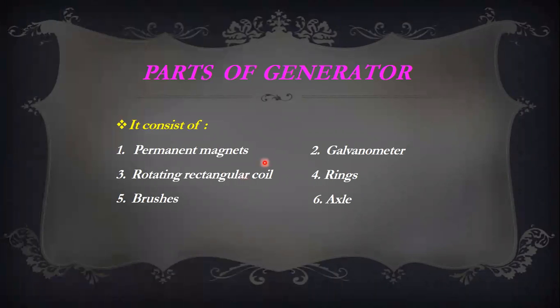The parts of the electric generator. The electric generator consists of permanent magnets, a rotating rectangular coil, brushes, the galvanometer, rings and an axle. These are the parts of the electric generator.